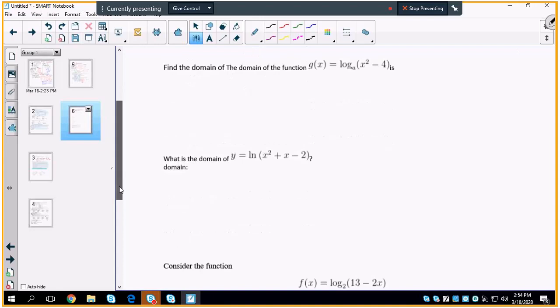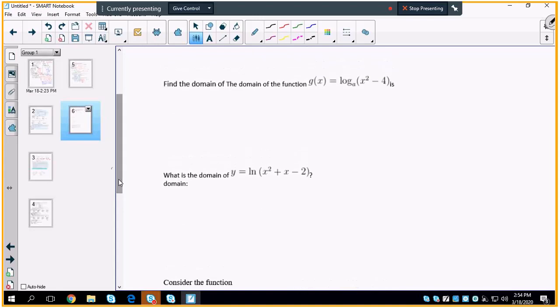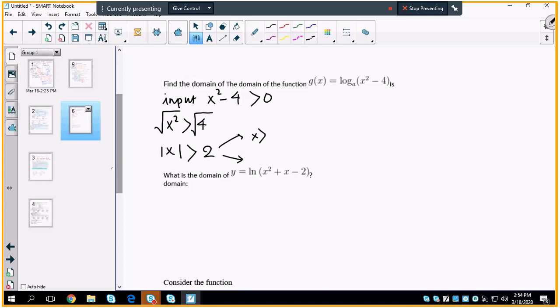The next problem is finding the domain of the logarithmic function. So again, think about the input. The input in this logarithmic function is x squared minus 4, which should be greater than 0. What does that tell me? Well, x squared must be greater than 4. Take the square roots on both sides. So you get absolute value of x greater than 2. What does that mean? It's twofold answers. x is greater than 2 or x is less than negative 2.